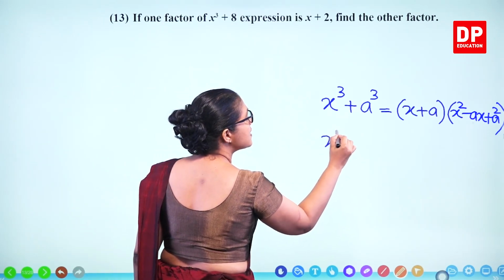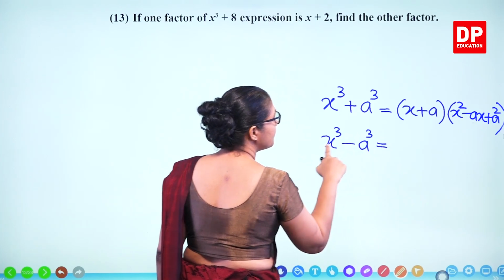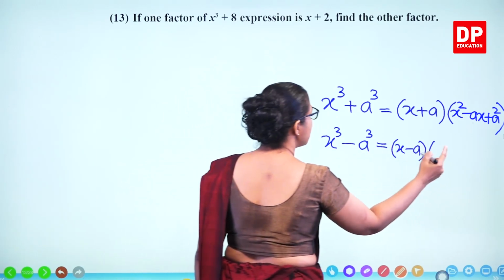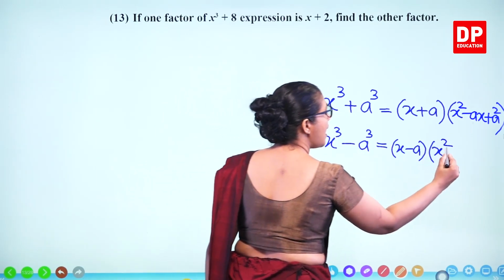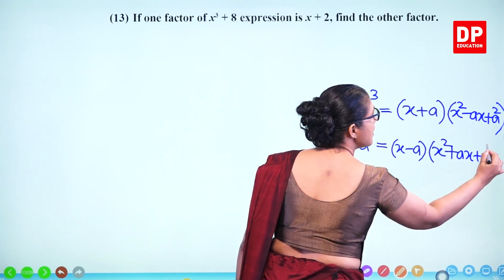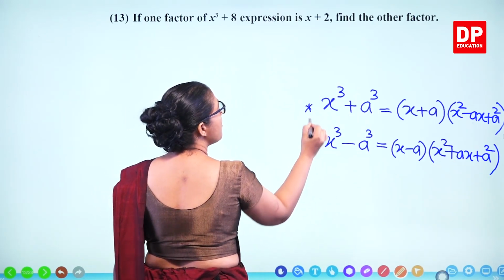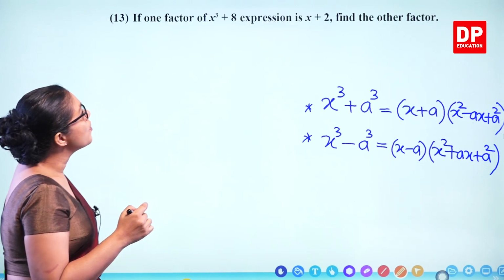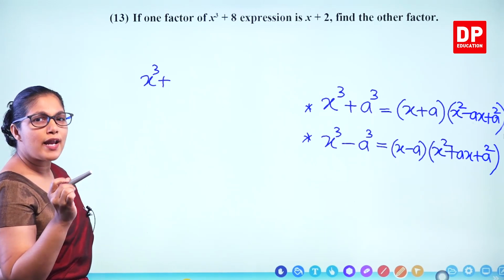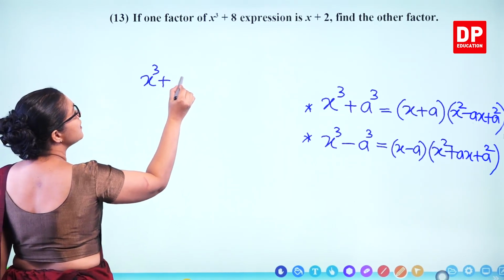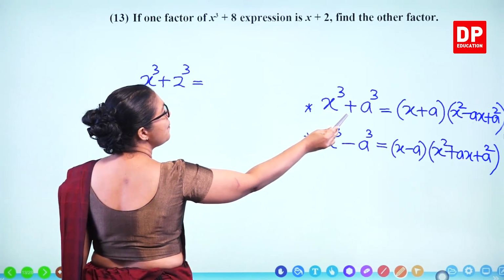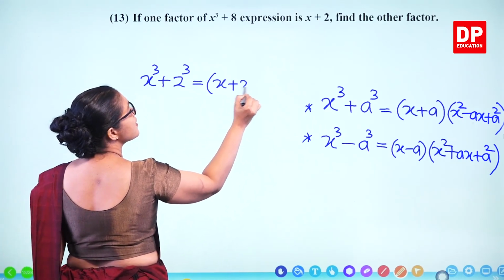What happens if this is minus a cubed? You get x minus a as one factor, and what's the other one? The square term, and this becomes plus, the opposite sign of this: x squared plus ax plus a squared. So if you can remember these two, you can do this question easily. So x cubed plus 8. How can you write 8 as a cube term? 2 to the power 3. Then what are the factors you get? According to this one, you get x plus 2 as one factor.